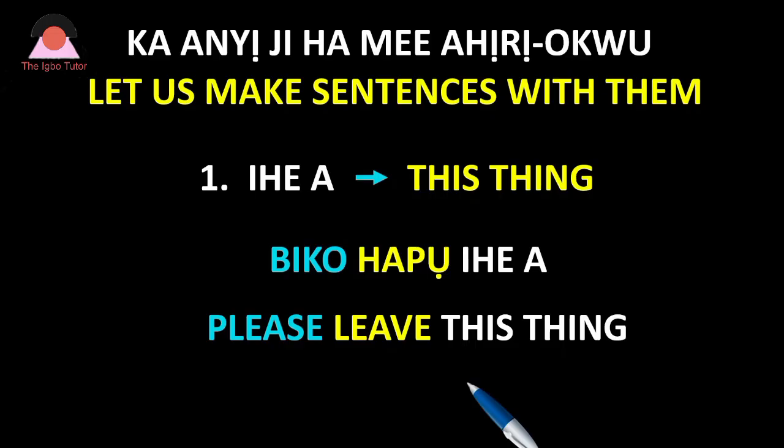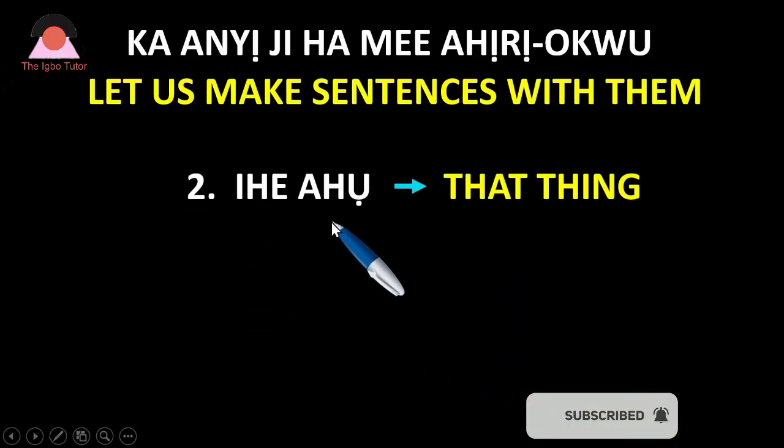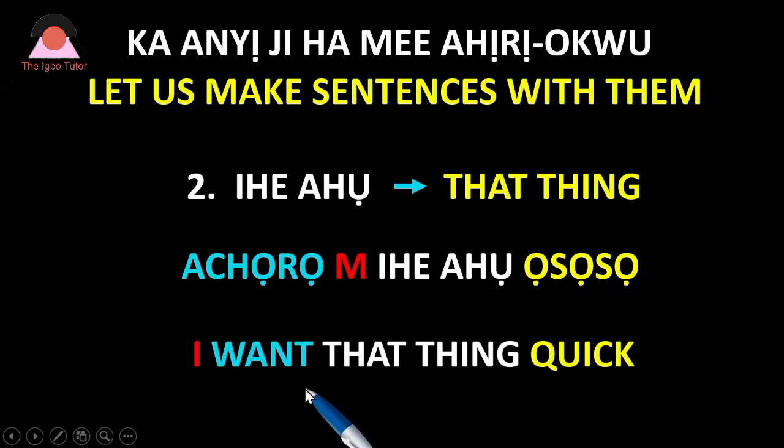We move on to number 2. What we have here is IHE ahu, meaning that thing. Let's have our sentence now. Achọrọ m ihe ahụ ọsọ ọsọ. Some will call this ọsịsọ. Both are correct. What does this mean? It means I want that thing quickly, as the case may be. Achọrọ m ihe ahụ ọsọ ọsọ.